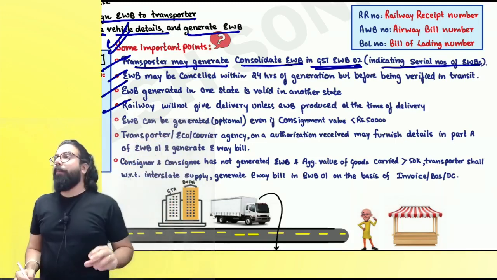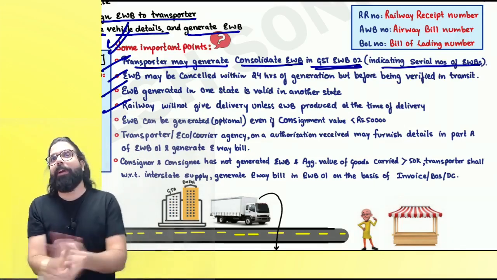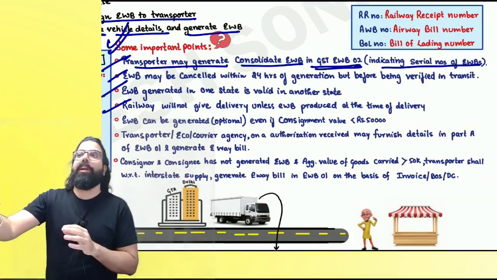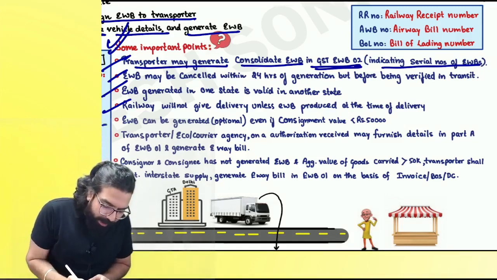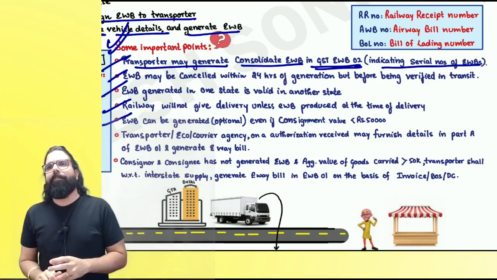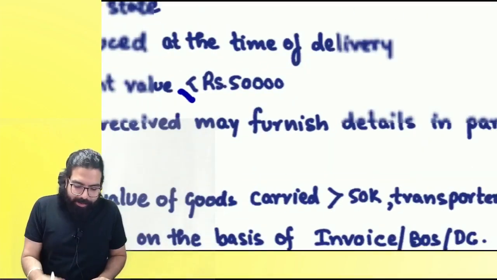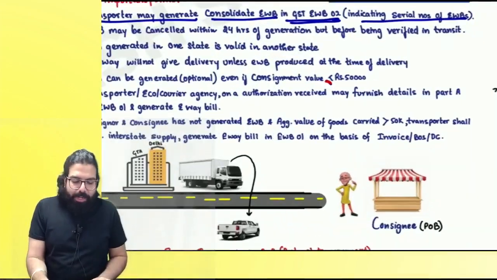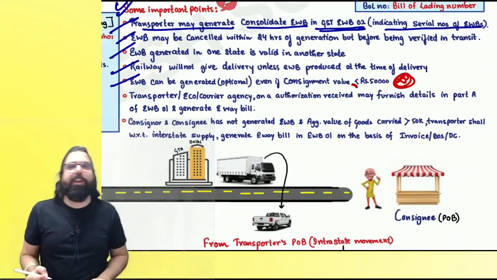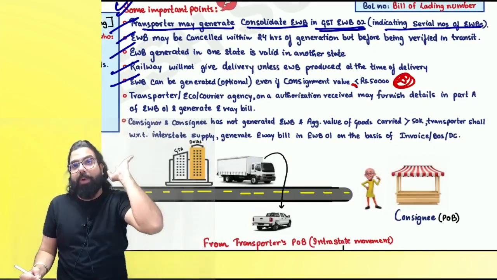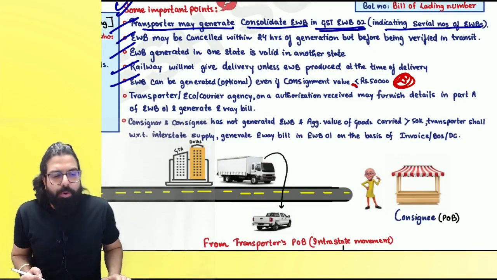The next one over here, remember one thing. In case of rail transportation, the e-way bill can be generated after movement also, but the railway will not give you the delivery if you don't show the e-way bill at the time of receiving the goods. The next one over here is, sir, even if the value is less than or equal to 50,000, can I still generate an e-way bill? Yes. Even if the value is less than or equal to 50,000, because it is required for more than 50,000. Up to 50,000 also you can go ahead and generate it if you want to.